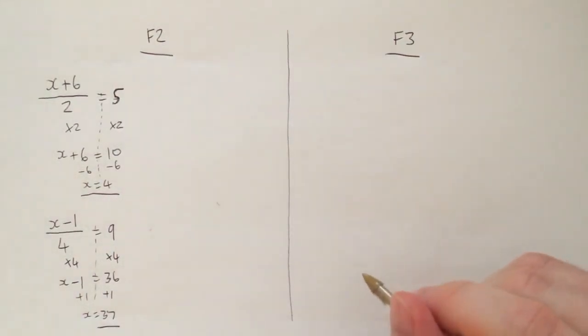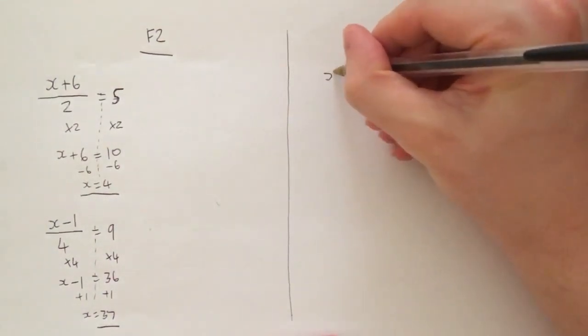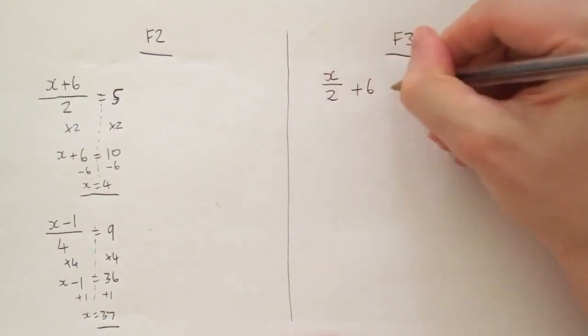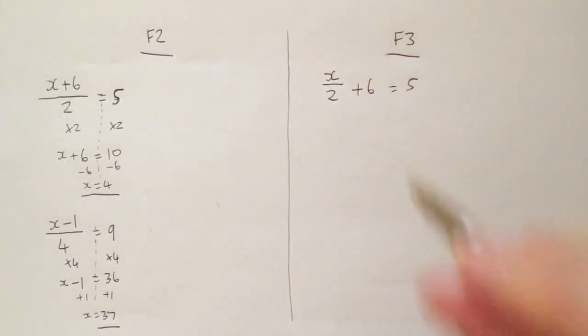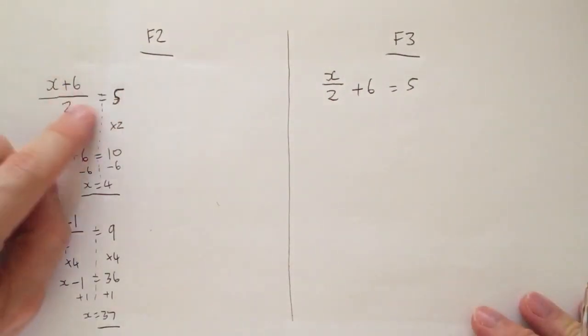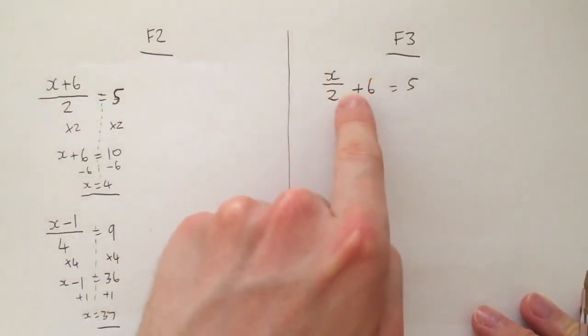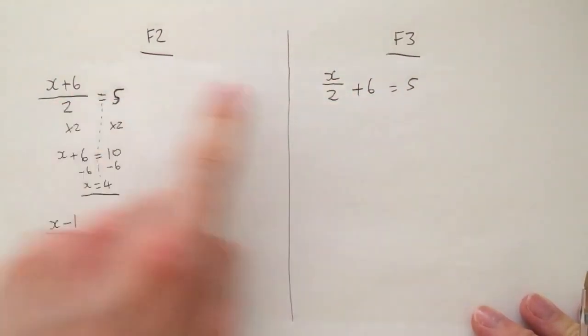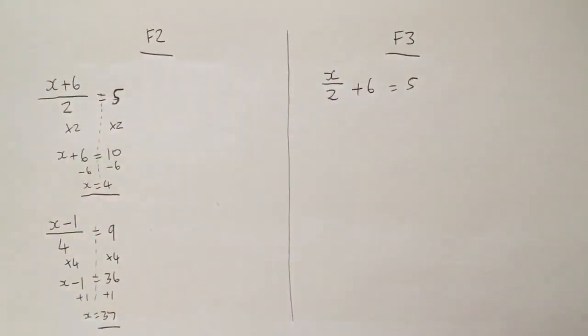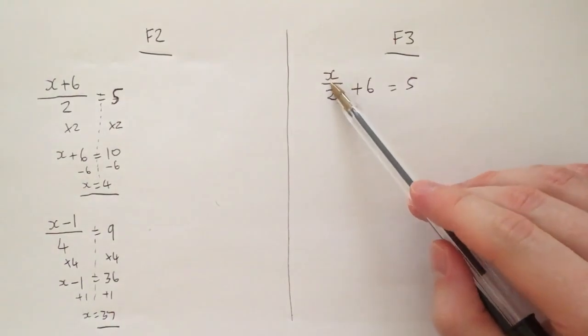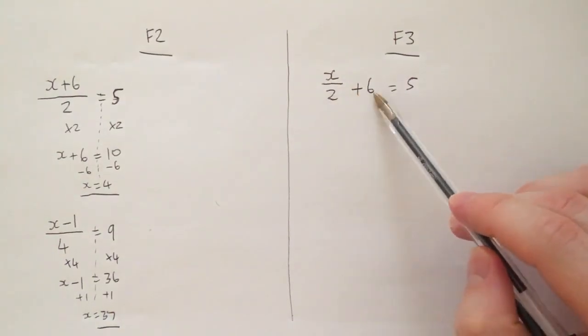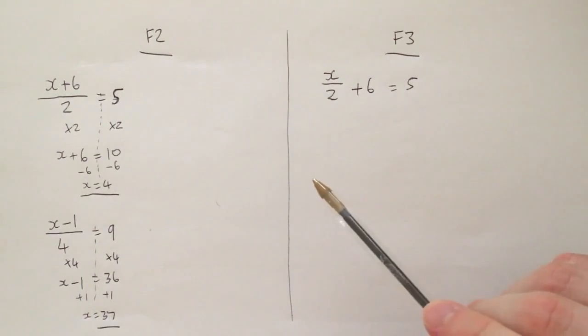Right, this is incredibly important. F3 looks like this. Look how similar the first question of F2 and F3 are. I've got x, I've got a 2, I've got a 6, and I've got a 5. I've done that on purpose. Listen to how I'm now going to say this next question. x divided by 2 plus 6 equals 5.